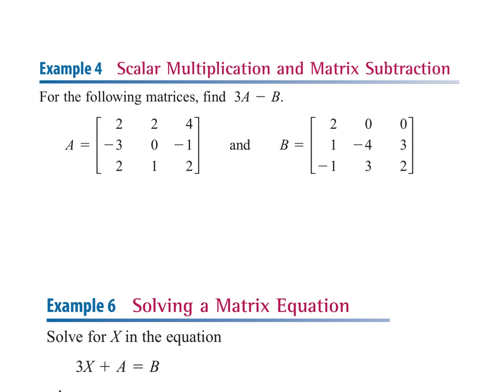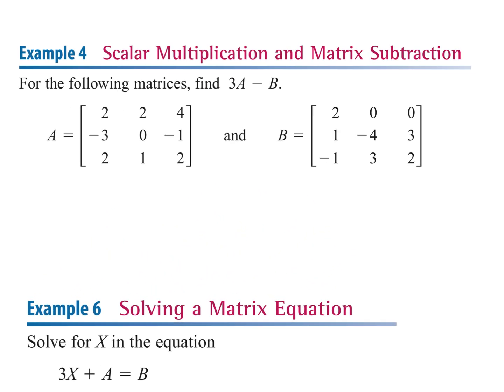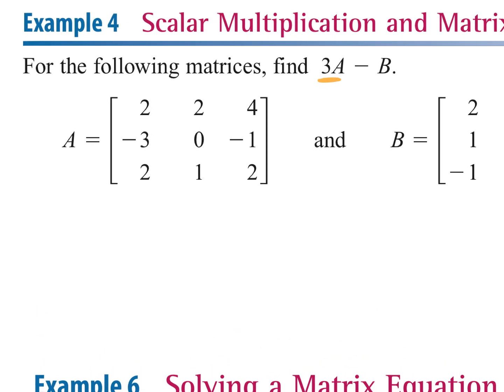So we just have to make sure we distribute that scalar to everything in our matrix. In example 4, it wants us to find 3A minus B. Just like how we perform our order of operations when we do regular math, we have to do the same thing here. So we have to find what 3A is first. We have to multiply before we can subtract. So 3A, is this the same A that we had in the last one? Yeah, so we just want to copy and paste it, but we'll distribute again. So we've got 6, 6, 12, -9, 0, -3, and 6, 3, 6, sorry.